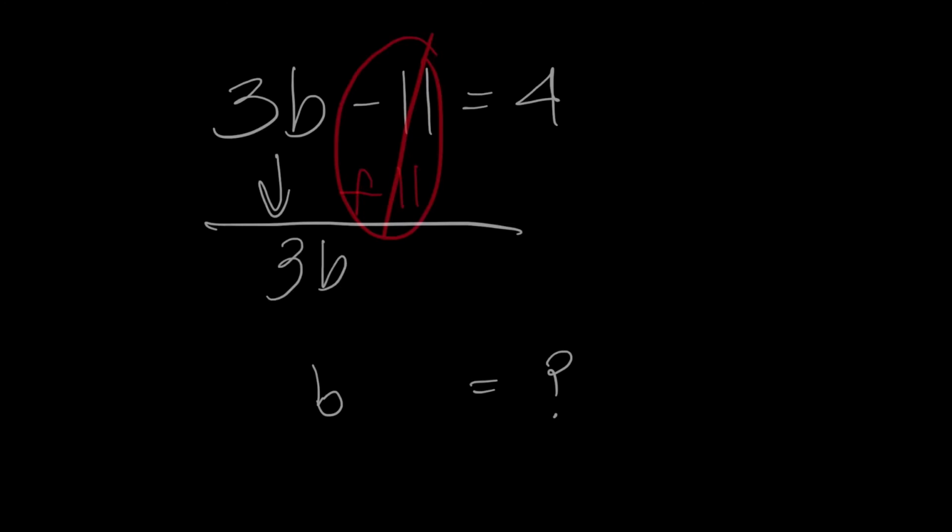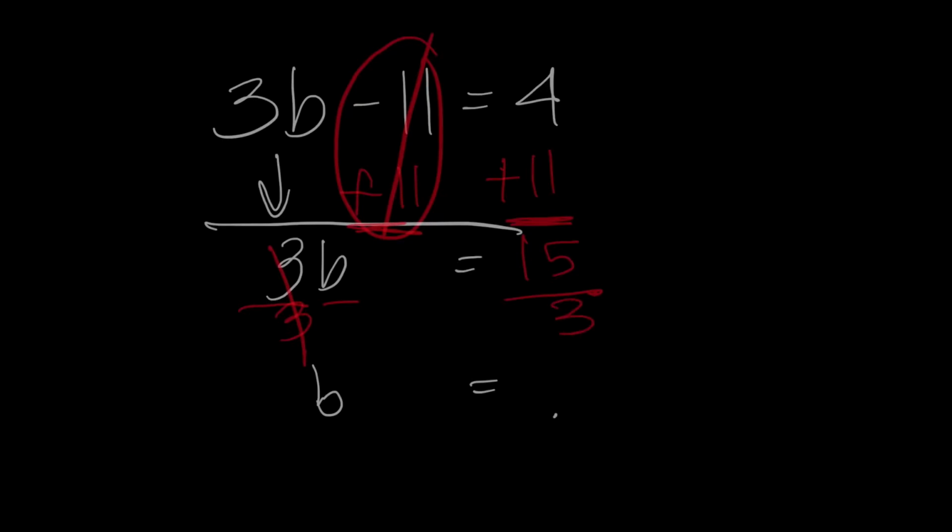Now we can take the 3b down on the left side. On the right side, we have to balance the equation and do the exact same thing. So we add 11 and we get 15. Now to cancel out the 3, we do the opposite and we divide, and we get 1b.